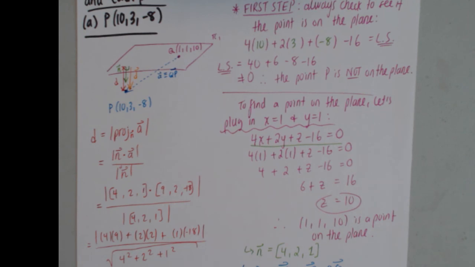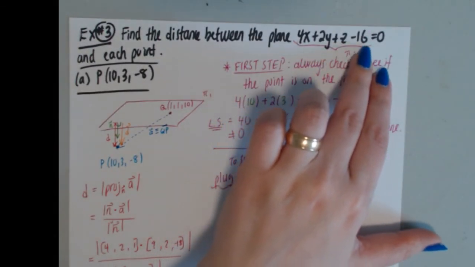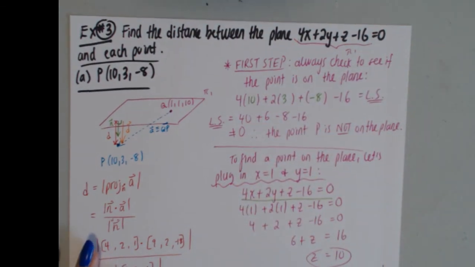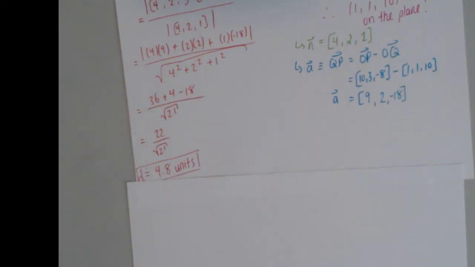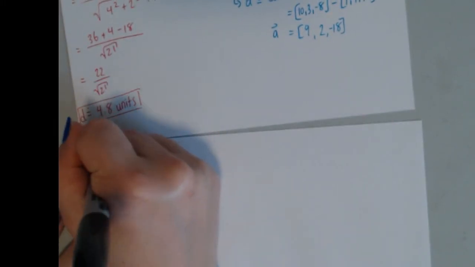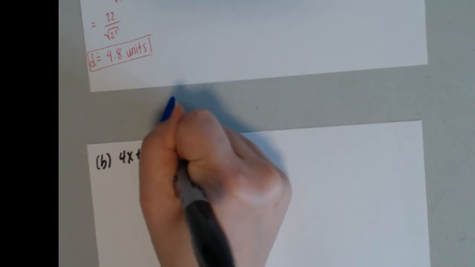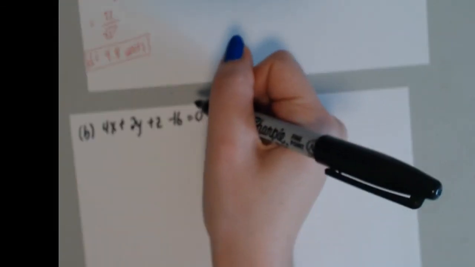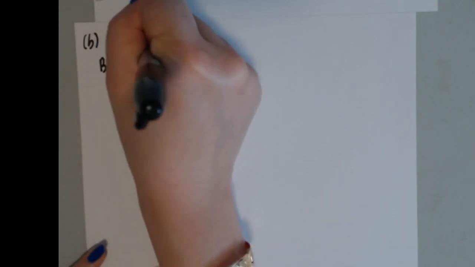All right. We have one more piece. We have to find the distance between the plane 4x plus 2y plus z minus 16 equals 0 and the point B. Let me just rewrite the equation of the plane: 4x plus 2y plus z minus 16 equals 0. And we're dealing with the point B, (2, 2, 4).